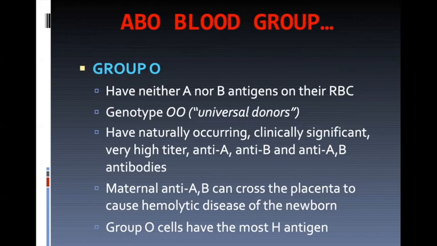Now, again, the most important part, group O. Group O has neither A nor B antigens on their RBC. Genotype OO, which can be called universal donors, have naturally occurring, clinically significant, very high titer anti-A, anti-B, and anti-AB antibodies. Maternal anti-A and anti-B can cross the placenta to cause hemolytic disease of the newborn. Group O cells have the most H antigen. We will not dive deeper since we all know that there are A minus and A plus, B minus and B plus, and also O minus and O plus.